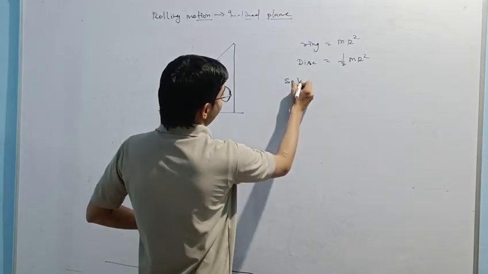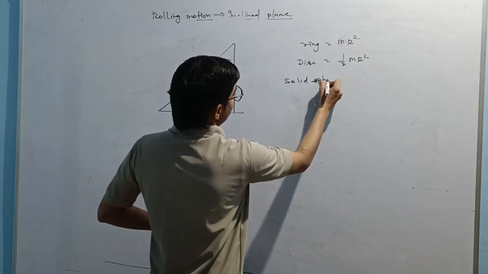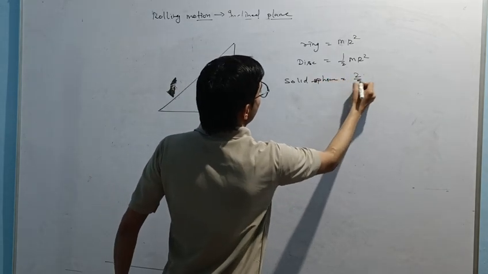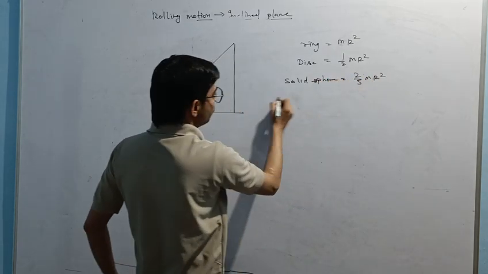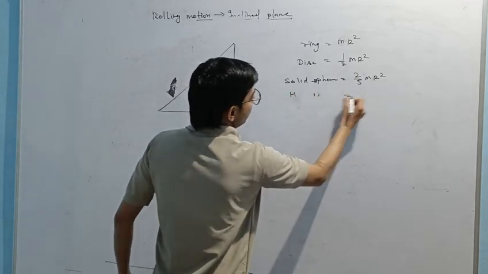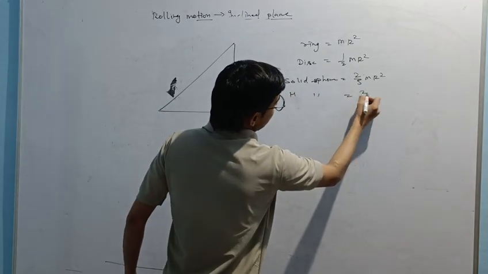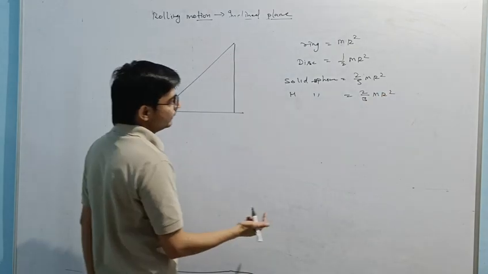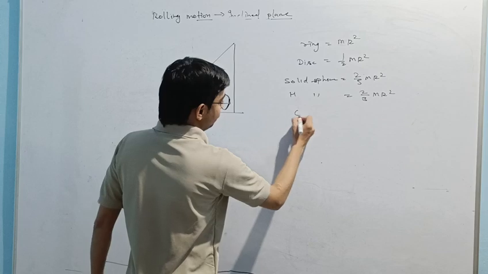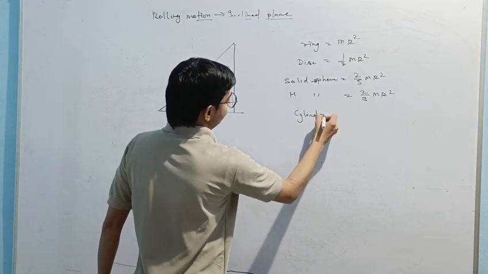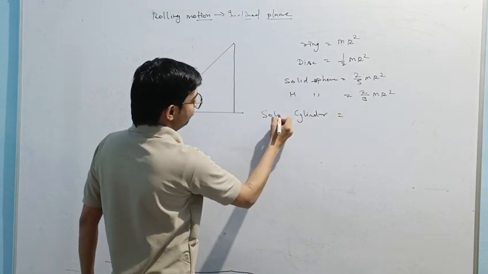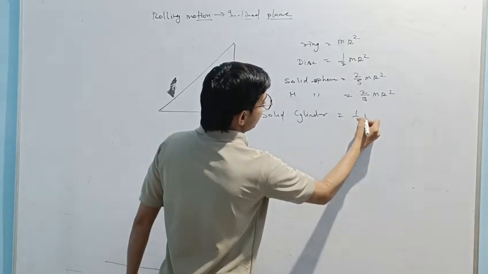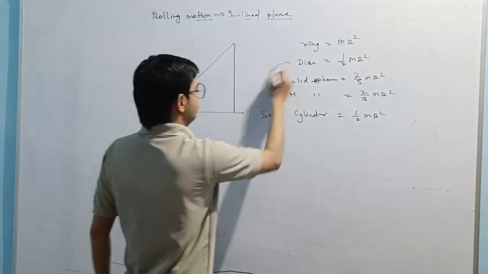Solid sphere is equal to 2 by 5 mr square. Hollow sphere is equal to 2 by 3 mr square, right? Last one is cylinder, solid cylinder. It is actually half of mr square, like disk.